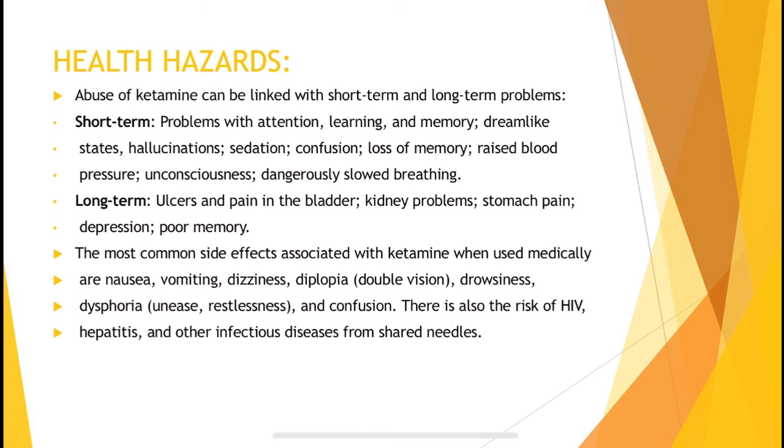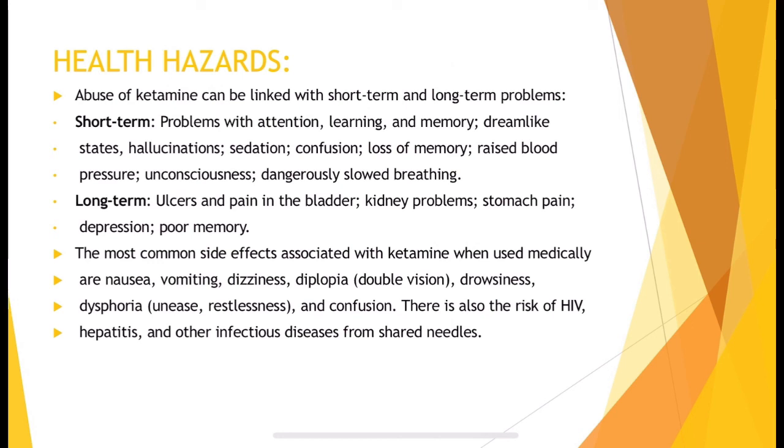An ulcer is a wound that is formed in the stomach. Kidney problems, stomach pain, depression, poor memory. The poor memory or the loss of memory is associated with short-term loss as well as long-term loss. The most common side effects associated with ketamine when used medically are nausea, vomiting, dizziness, diplopia, which is double vision, distortion of the image or distortion of what you are seeing, drowsiness, dysphoria, and confusion.